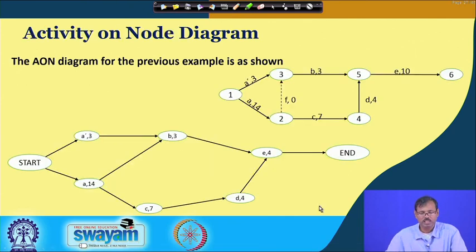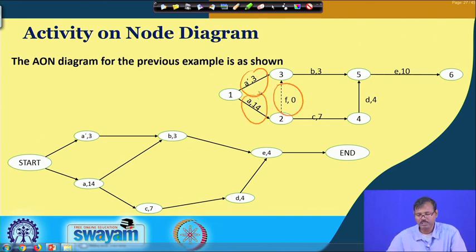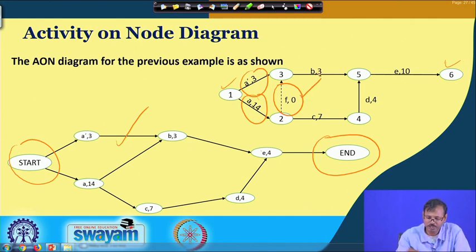Now, let us see some of the activity on node diagrams which were shown to you in the last class. You can see this is the example which we have discussed, where these dependencies are defined using dummy activities, which are eliminated here. So, you can see this is C, D, E ends. These two, start and end, are required for terminating these projects, but here dummy jobs are required, here dummy jobs are not required.